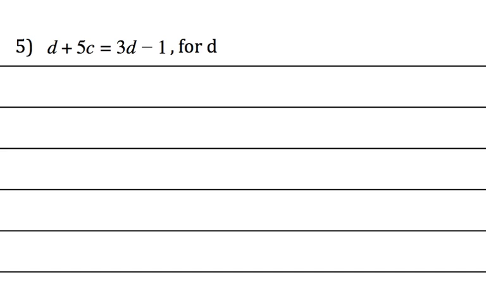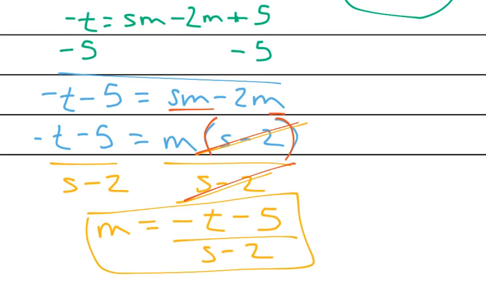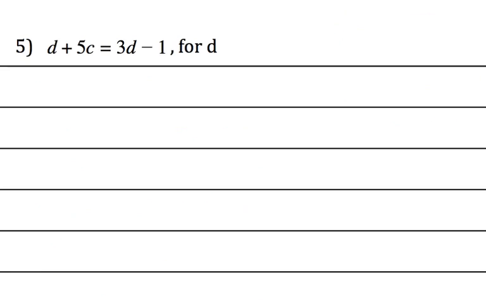Now here we got d plus 5c is equal to 3d minus 1. And my legs are shaking. I'm getting nervous because I'm seeing something again here. But let's see if this one ends up actually being easier. Okay, now I see the d. Let's move the d to the same side by subtracting d. We also could have subtracted 3d. All that remains on my left side is 5c. And that's going to be equal to 2d minus 1.